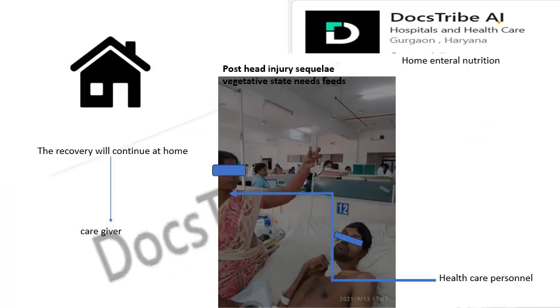Okay, now this is a particular scenario. Patient treated many years ago. Let's have a look. This patient is a post-head injury sequelae. He is in a vegetative state and he needs feeds. He cannot feed himself. So what would happen? We would train the healthcare worker. You can see the Ryle's tube there. We will tell them to hold it up. We'll give them a lot of instructions. Fair enough. The recovery will continue in the house.